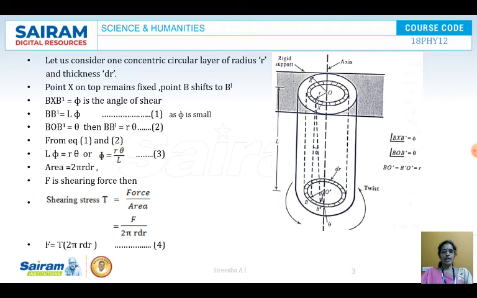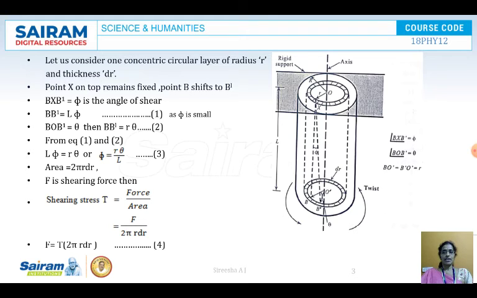And BO dash is equal to B dash O dash is equal to R. Next to the diagram, on the right side of the diagram, we have given some angles. BXB dash is nothing but phi, BOB dash is nothing but theta, BO dash is equal to O dash B dash, that is equal to r.